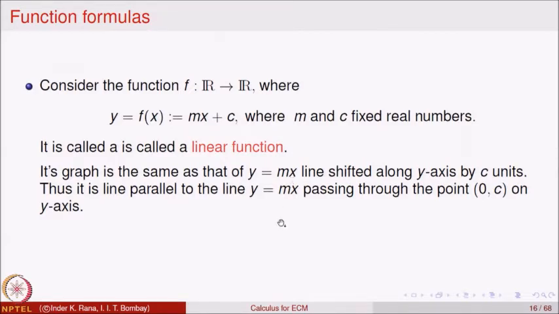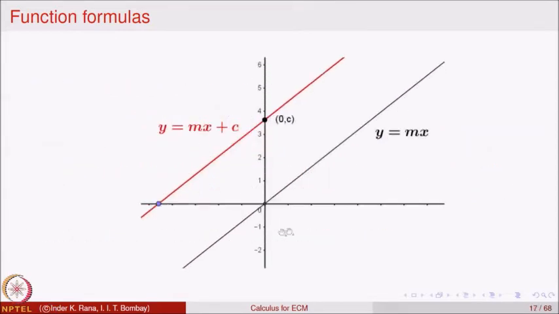So, let us just have a look at the graph. So, this is a line y equal to mx plus c. So, if we drop c, this is the line y equal to mx. This is going to be parallel to this line, and what we have done is we just lifted up, we have translated this graph up by c units.